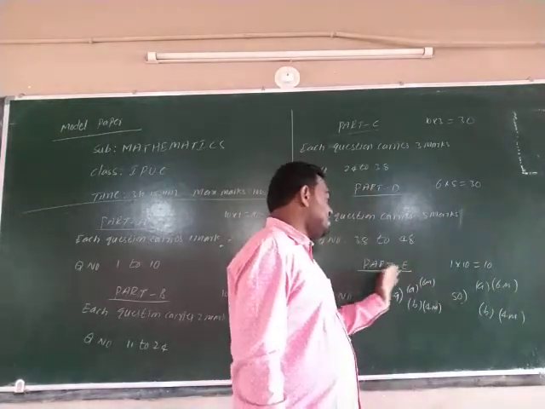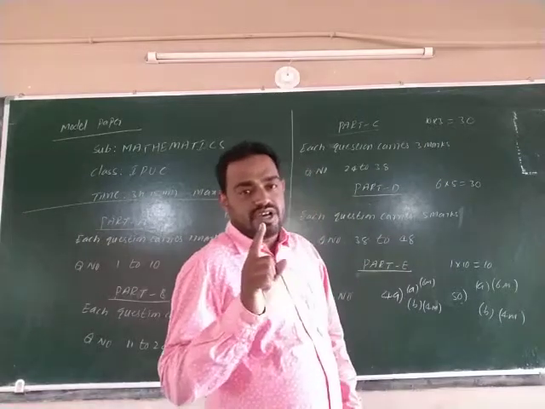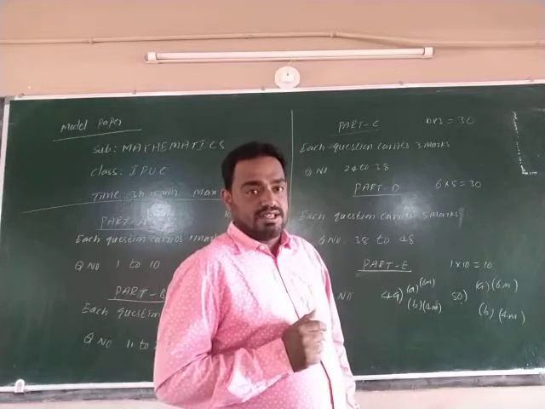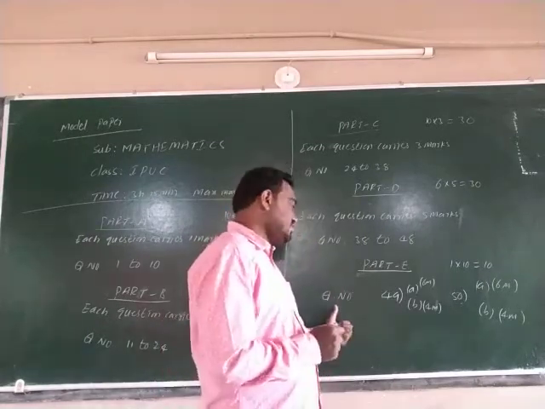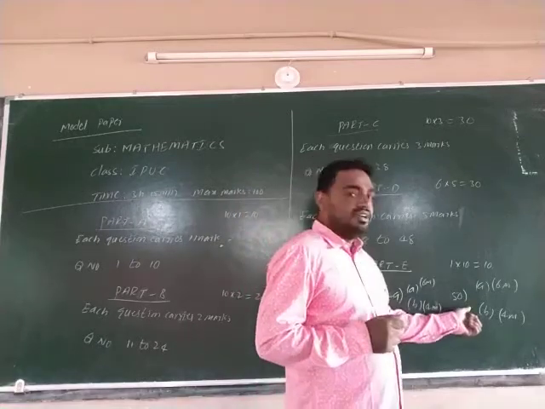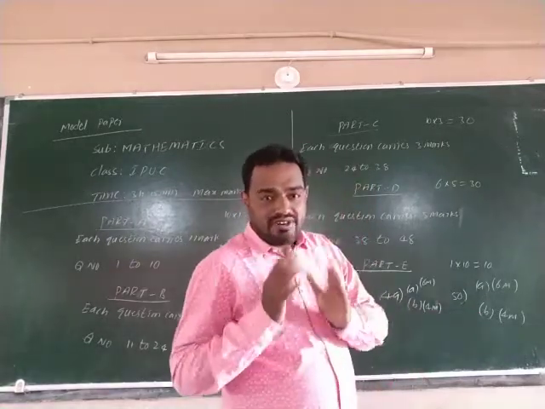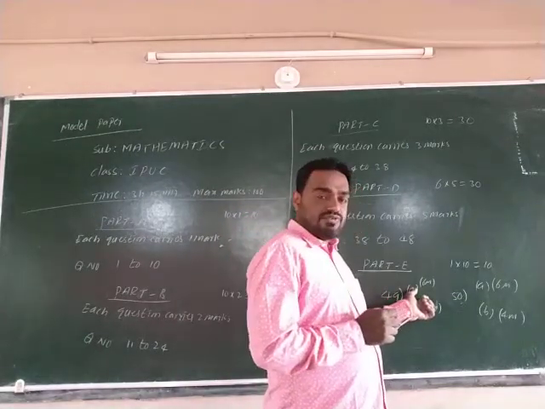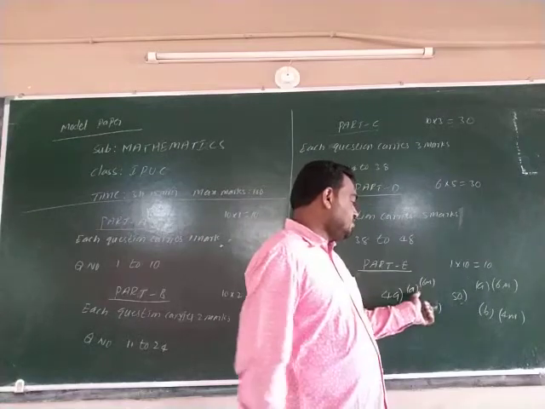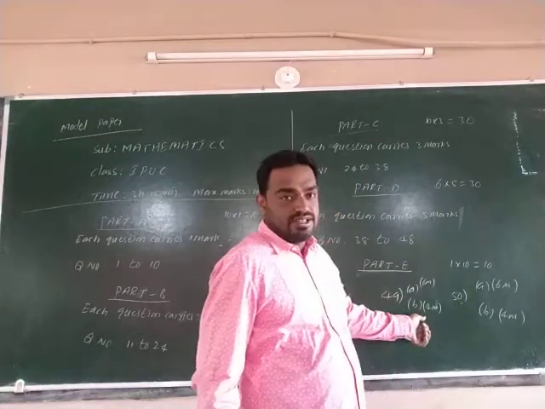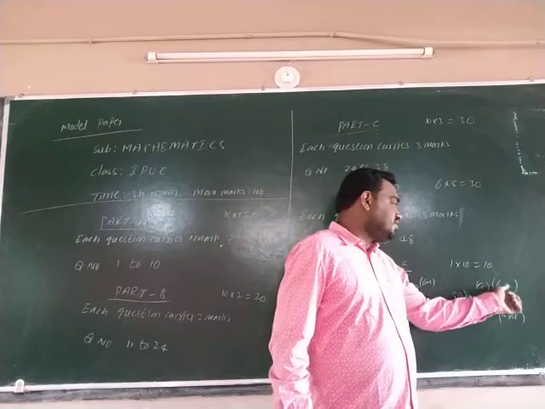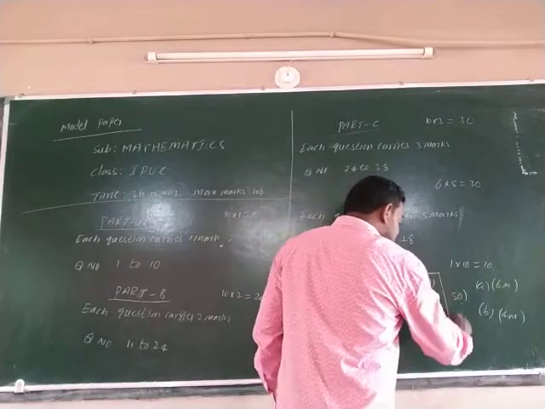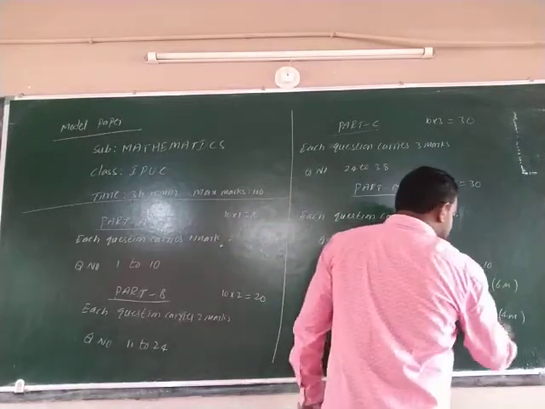Next, coming to part E, the last part. We need to solve only one question, and that one question carries 10 marks. How are they giving it? 2 questions are given, 49 or 50. Of 49 or 50, we need to solve any one question. In that, sub questions are given: 49 A question, B question. A question for 6 marks, B question for 4 marks. In the same way in 50, A question for 6 marks, B question for 4 marks. We need to solve 49 A and B, or 50 A and B.